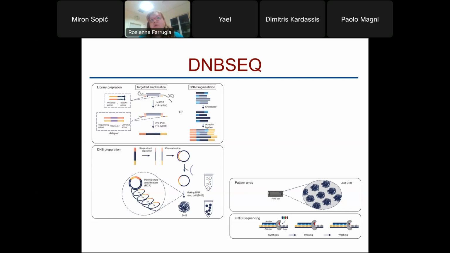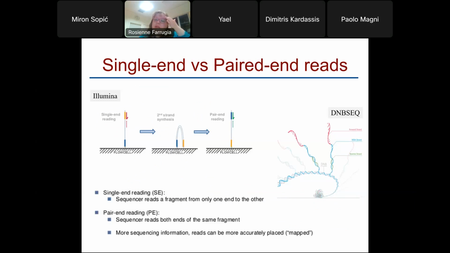So one way by which one can get more data per fragment and can make alignment and mapping easier is by using what are called paired end reads. So single end reads is when you sequence in one direction. So here we've got a yellow adapter and a blue adapter. For ease, I'm using colors. So in single end reading, you start from the yellow adapter and you read through your 150 cycles, so 150 base pairs. If you do paired end sequencing, then you sequence again with a primer which matches the blue adapter.